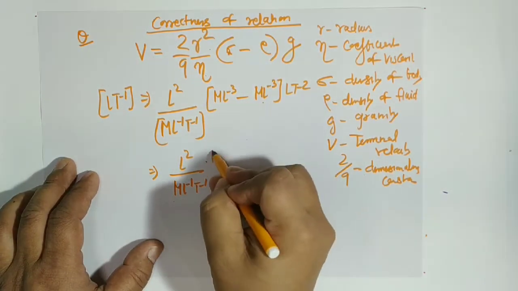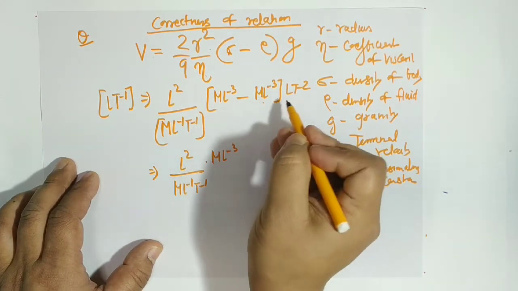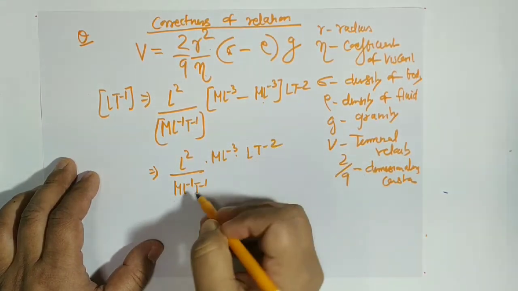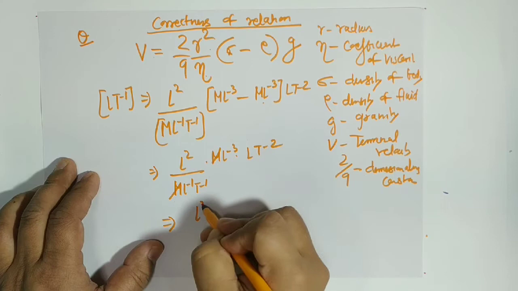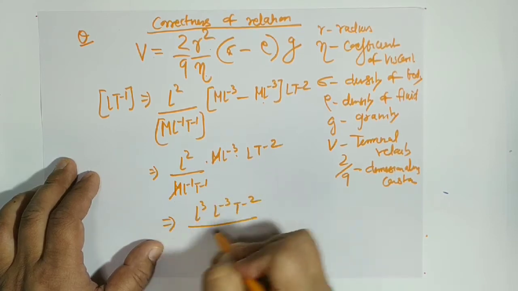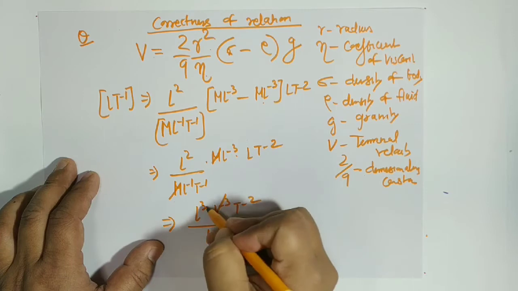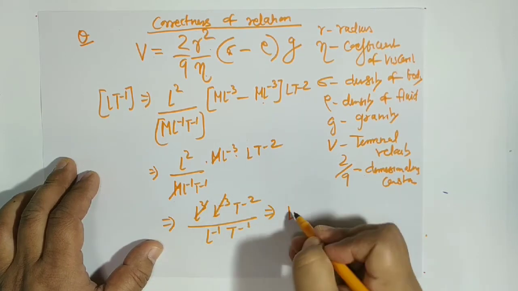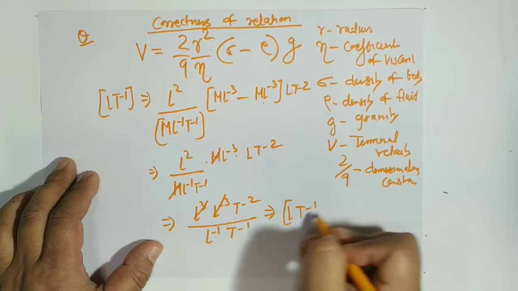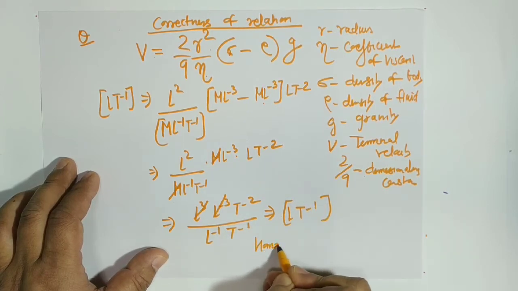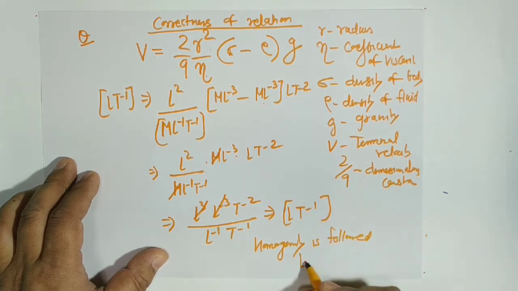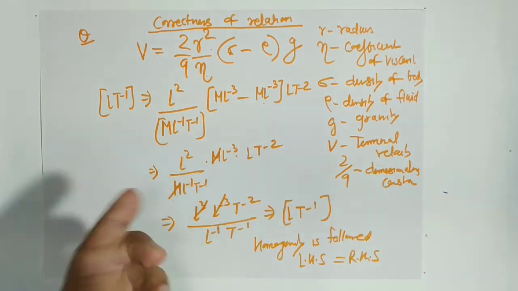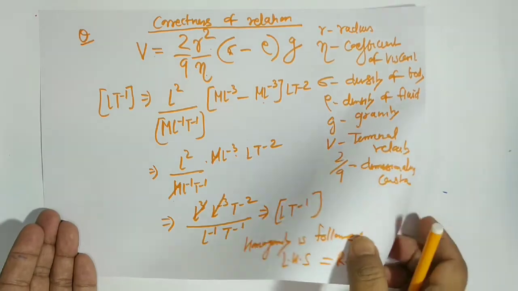What will be the resultant dimension? M L minus 3, because when you subtract, it will be the same. L T minus, then you solve it out, and this M cancels, and it will be L cube, L minus T minus 2 and L minus 1 T minus 1, and then this will go, and finally L will be on the upside and T minus 1. So very simple, homogeneity is followed. That means LHS is equal to RHS, same dimension. So this is how we are going to follow this concept.